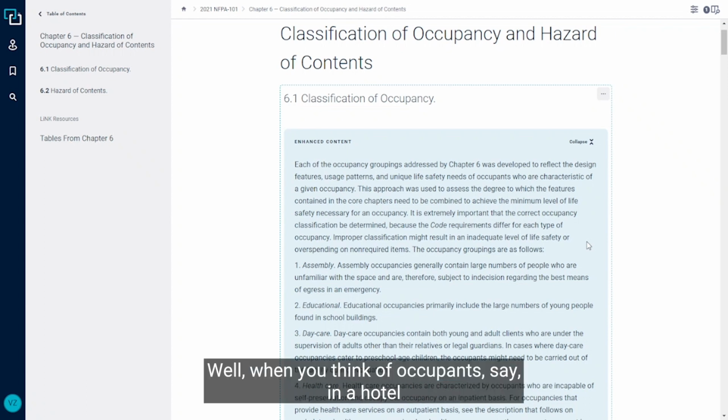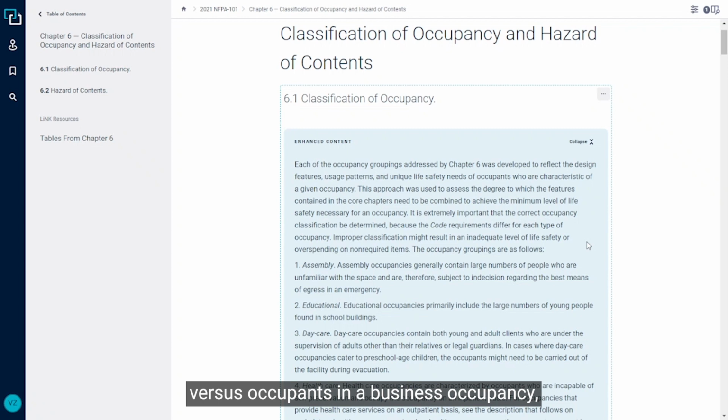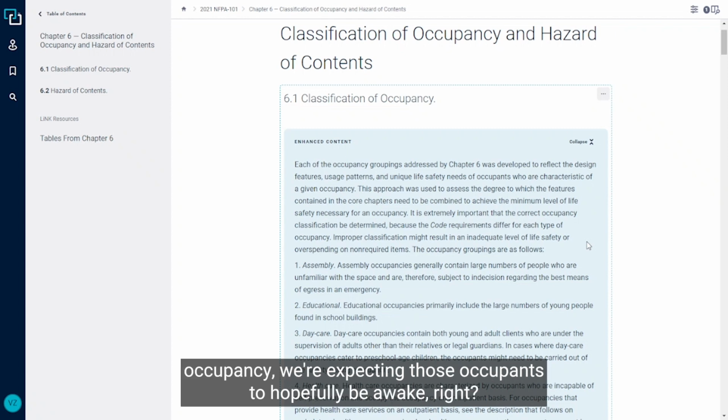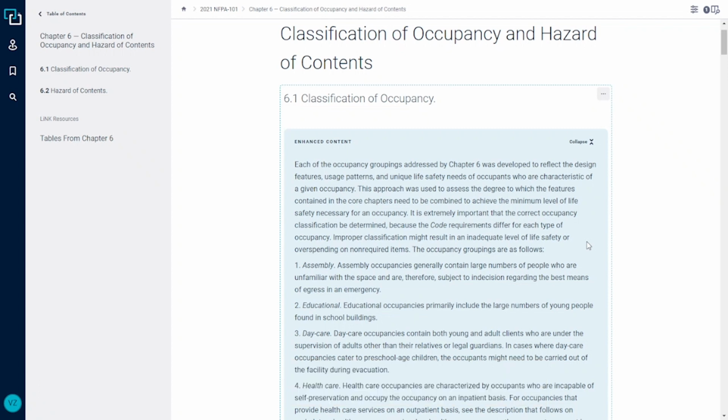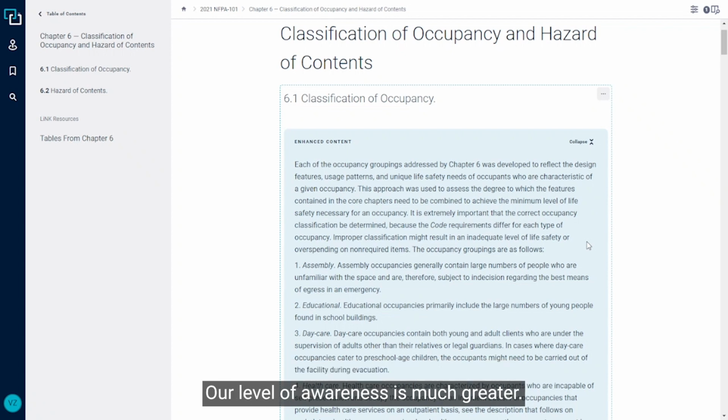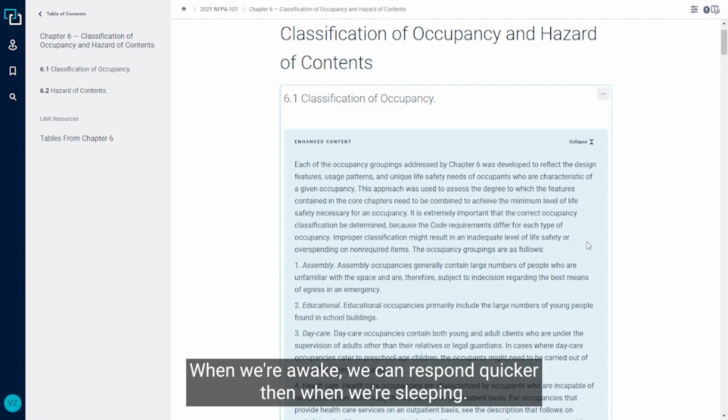Well, when you think of occupants, say in a hotel versus occupants in a business occupancy, in a hotel, we're expecting those occupants to sleep. And in a business occupancy, we're expecting those occupants to hopefully be awake, right? So that right there is a huge occupant characteristic difference, right? Our level of awareness is much greater when we're awake. We can respond quicker than when we're sleeping.